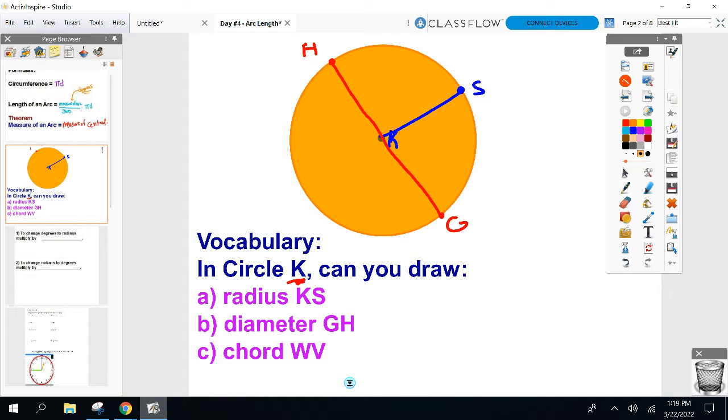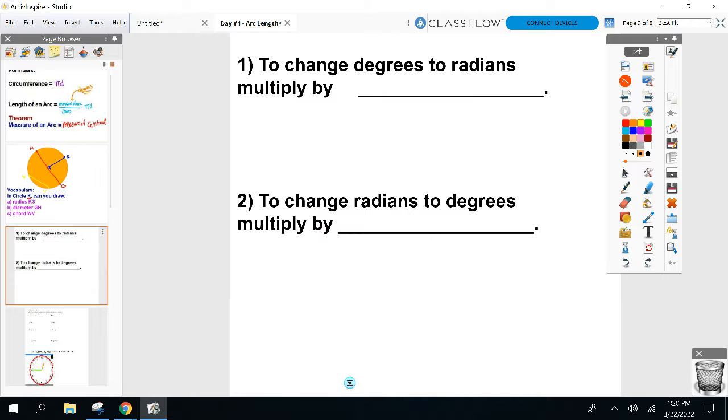Chord WV. Talk to me. Two points that don't go through the center. They can, though. But the two points have to be somewhere on the circle. It can go through the center. A diameter is a chord. In fact, it's the longest chord in a circle. But the endpoints have to be on the circle for a chord. All good? Oh, we got more from yesterday.